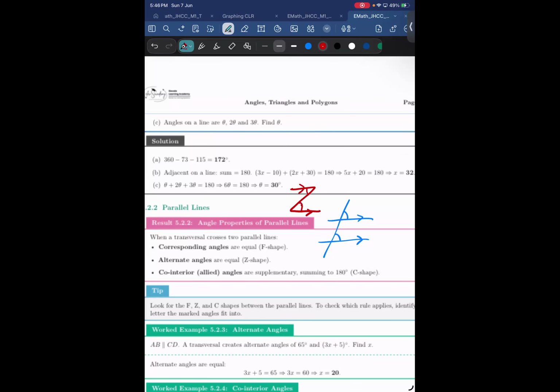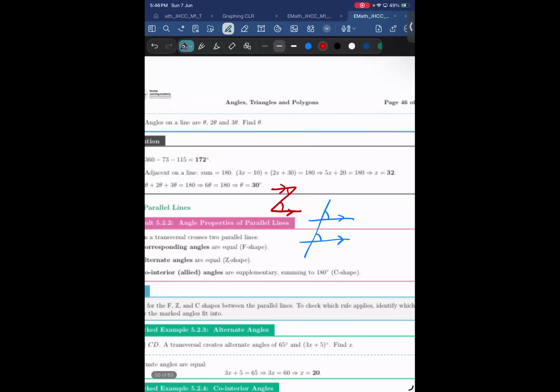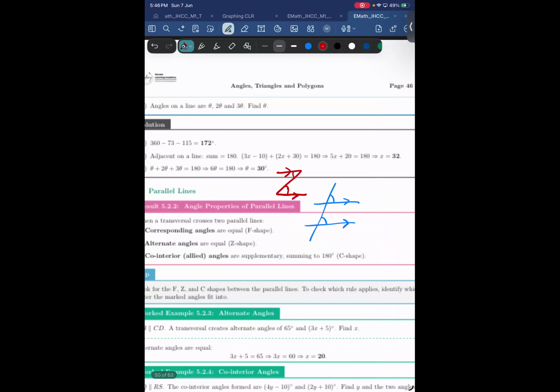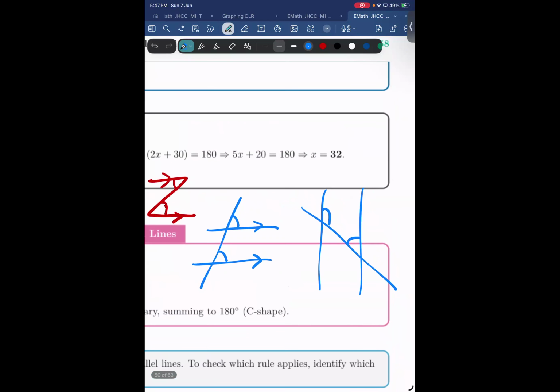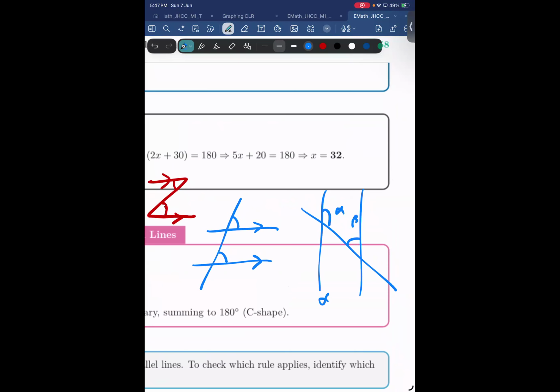The co-interior angles typically look like this kind of diagram. Then this angle and this angle, these two blue angles, maybe I call them alpha and beta. Alpha plus beta is equal to 180 degrees. This one is interior angles. So this one is alternate. This is corresponding, and this one is interior angles.